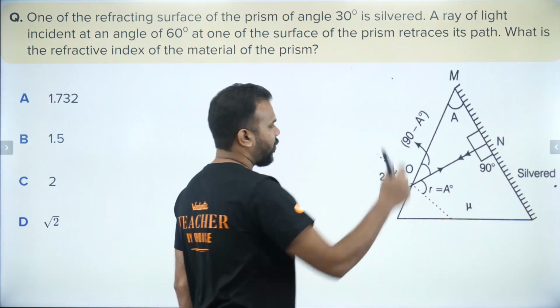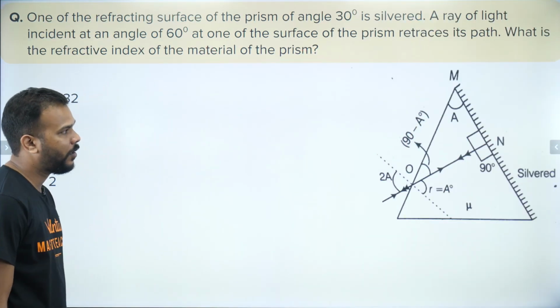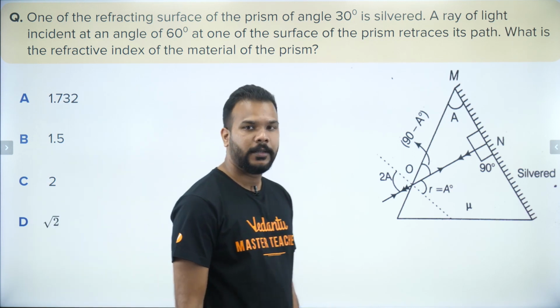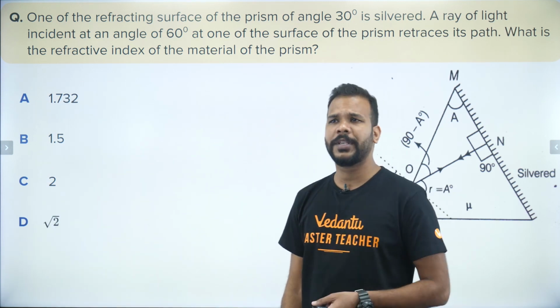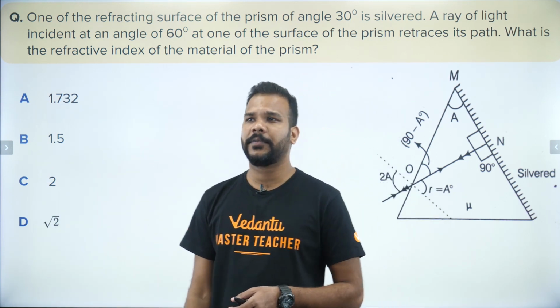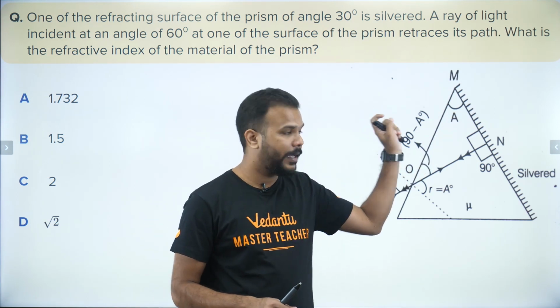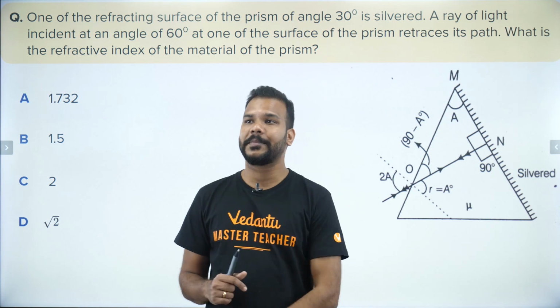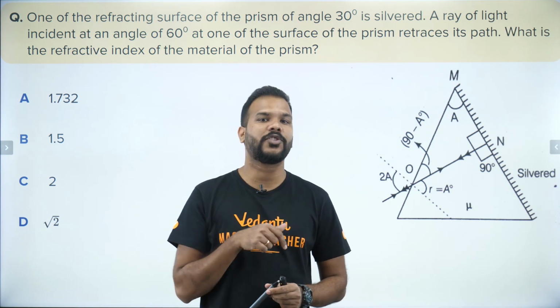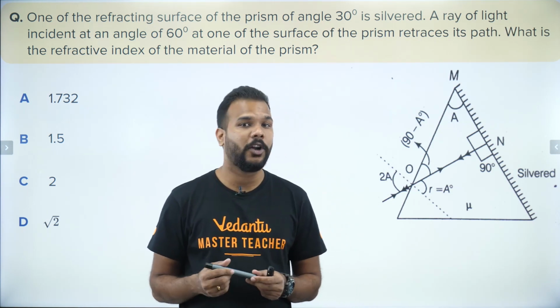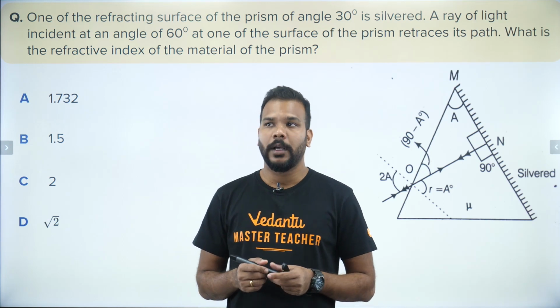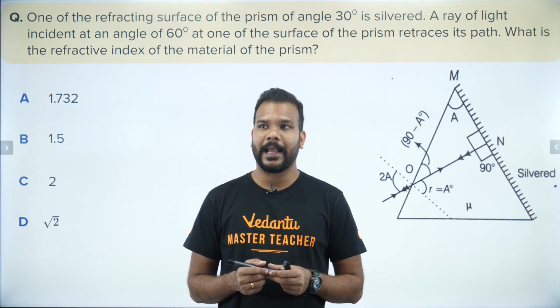Well, here's the next question, and now this question is from prism. What you see here is one of the refracting surfaces of the prism of angle 30 degrees. This angle is given as 30 degrees, and one of its surfaces has been silvered. That means the reflection will happen irrespective of the angle of inclination. So a ray of light which is incident at an angle of 60 degrees.